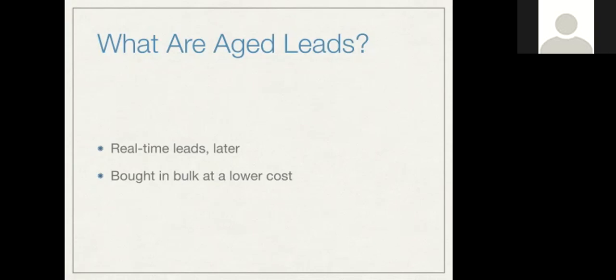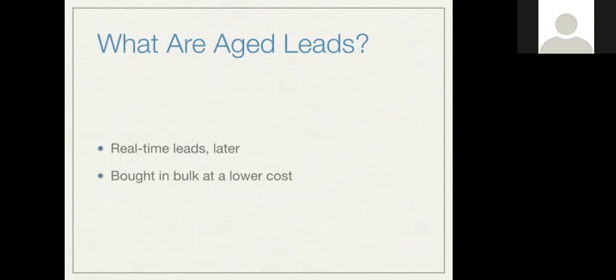Aged leads are just what they sound like. They're real-time leads, just they're older now. People go on the internet, they'll fill out a form for a life insurance quote, they'll fill out a form to win a free iPad, but really that's for a life insurance quote, whatever. And these people get sold as real-time internet leads, and you can find real-time internet lead vendors all around, and 99% of them are owned by the same two big companies these days.